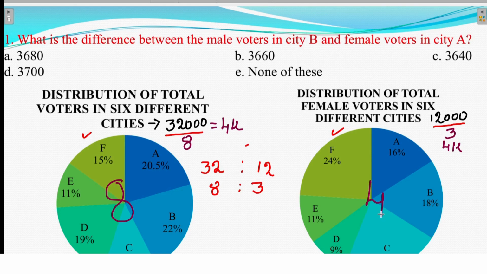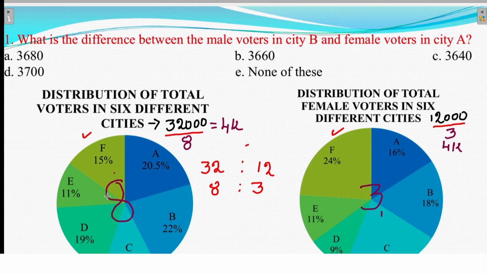So keep this statement in your mind. Whenever you take a number from the first diagram, you have to multiply by 8, then you have to take it. Whenever you take any number from the second diagram, you have to multiply it by 3, not 4, sorry. So we have to multiply it by 3 and take it, because the ratio will be 8 is to 3.